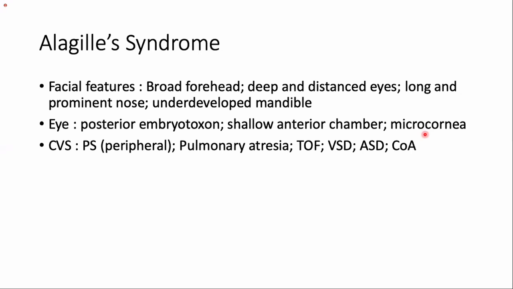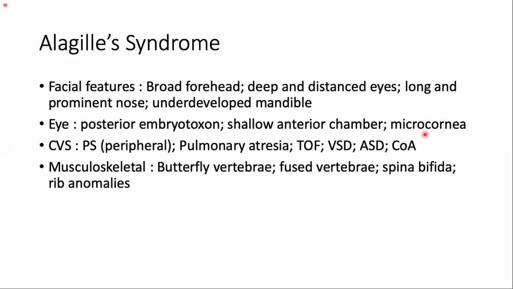The eyes will show hypertelorism, an increased distance between the pupils, and also deep-set eyes. The nose will be long and prominent, and the mandible will be underdeveloped. As for the eye, we have posterior embryotoxon, shallow anterior chambers, and microcornea. For the cardiovascular system, we have pulmonary stenosis, actually the commonest one. Patients can also present with pulmonary atresia, tetralogy of Fallot, VSD, ASD, and coarctation of the aorta.